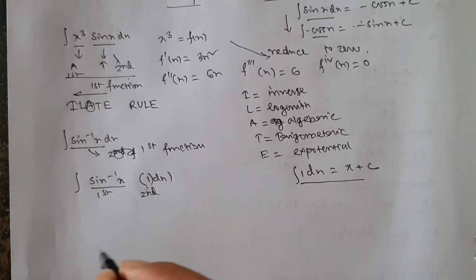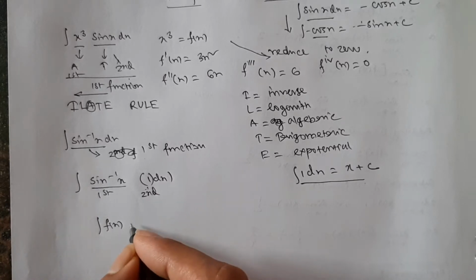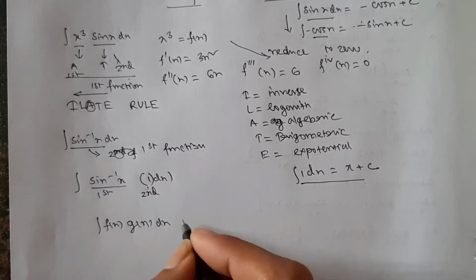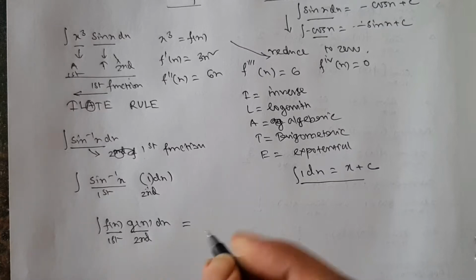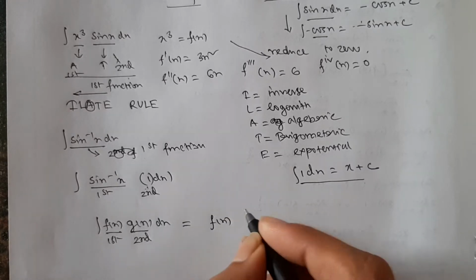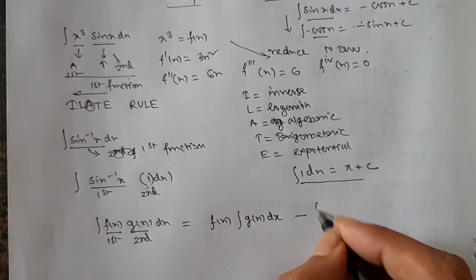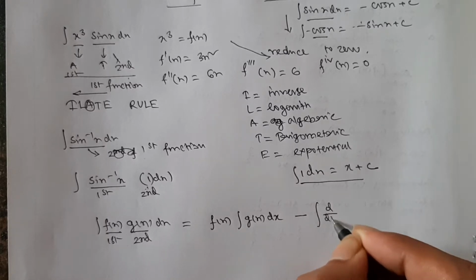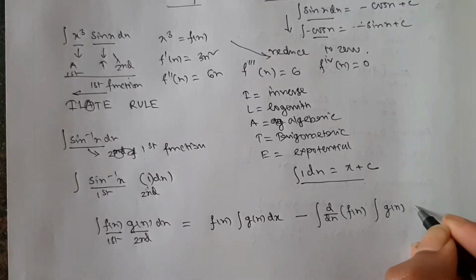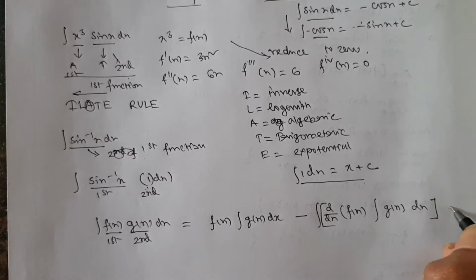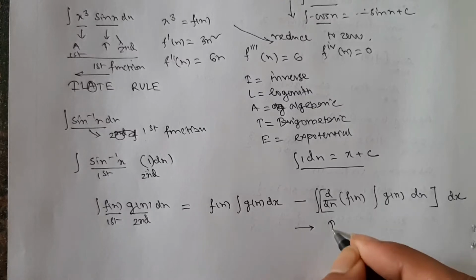So what is actually the integration by parts rule? The integral of f of x, g of x dx, if f is the first function and g is the second function, is equal to f of x times the integration of g of x dx, minus the integral of d by dx of f of x times the integration of g of x dx. This is the rule of integration by parts.